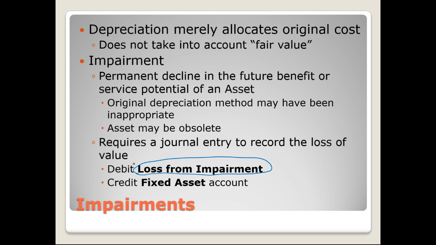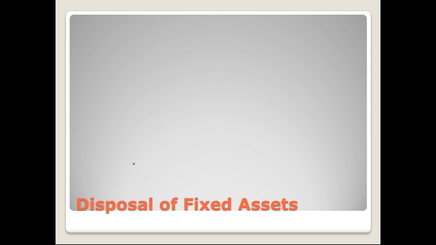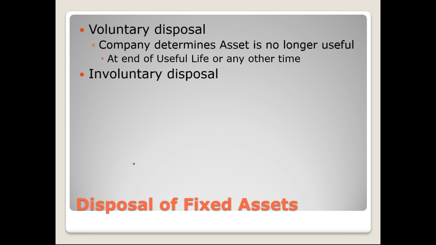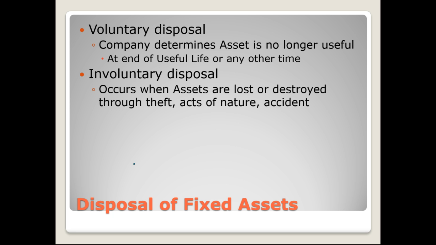Now, another way to change the value of an asset is to dispose of it. So we would just take it off our books altogether. Now, this could be voluntary, meaning the company just wants to sell it. It's not as useful to the company anymore. It could be the end of the useful life or some other time. But there could be involuntary disposal. And what does that mean? Well, it could be some sort of loss or destruction of the asset, whether through theft or some sort of act of nature or an accident.